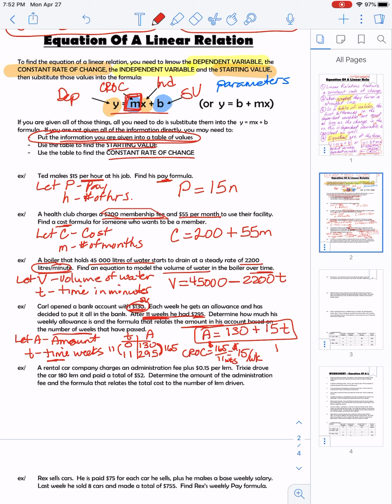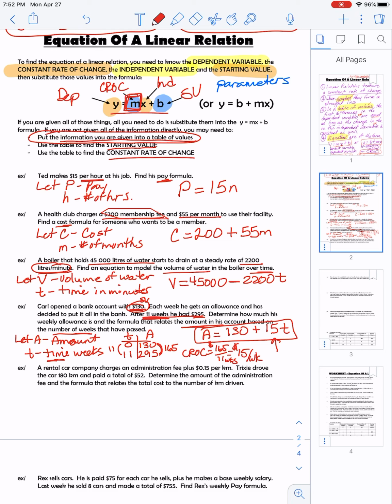Okay, so that rate of change there has got to be what's happening weekly. It can't be what's happening after 11 weeks or after 15 weeks or any number of weeks. It's what's happening every week. So Carl starts out with 130 and then he puts $15 per week in his account. Okay.